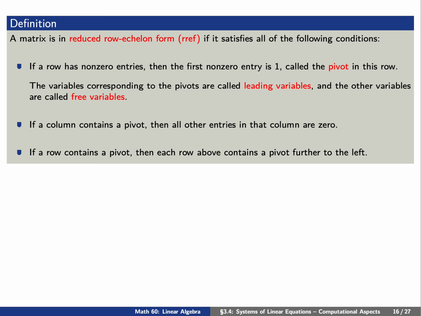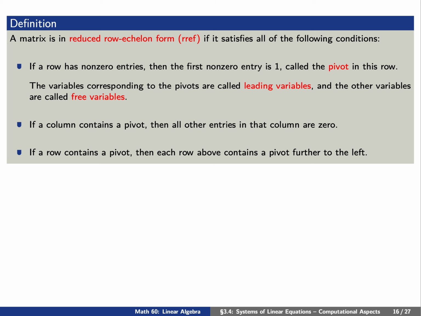First, let's take a look at the individual rows. For a given row, if it has a non-zero entry, then moving from left to right, we want the first non-zero entry to be 1. If this is the case, we will call this a pivot. The variables in our system of equations corresponding to the pivots will be called the leading variables, and the other variables will be called the free variables. We'll come back in a later course and discuss this in more detail.